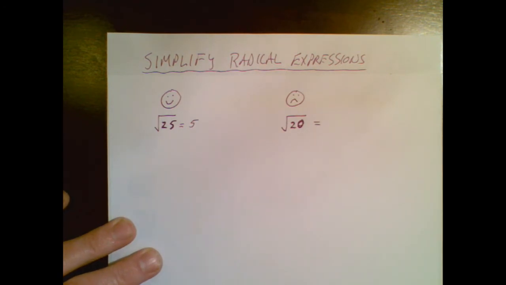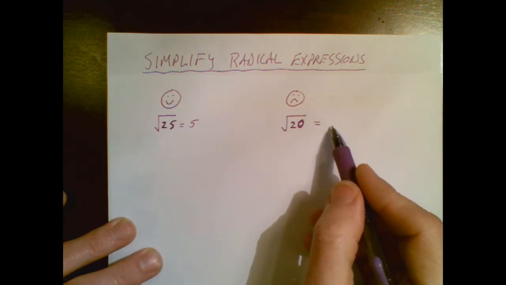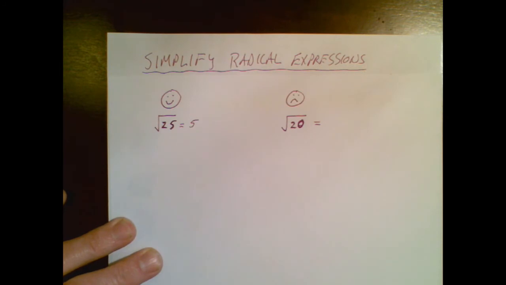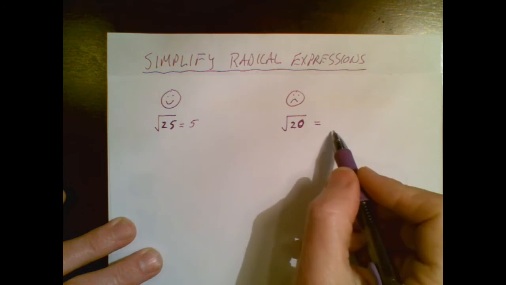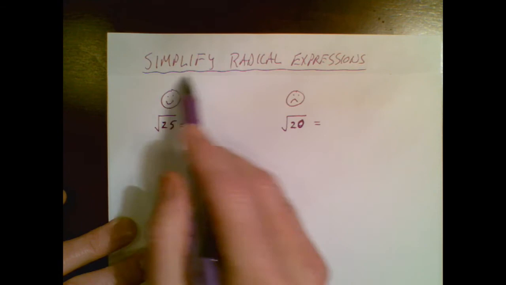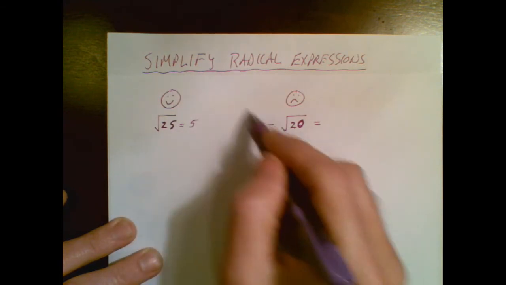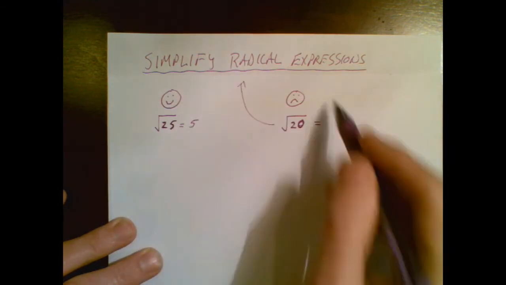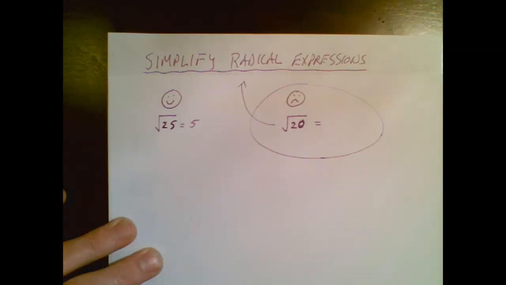There's no integer that times itself works out to be exactly 20, so I can't just plop down a 4 or a 6 over here. That means I have other work to do. That work could be putting it into the calculator and writing it as a decimal, which is fine in many cases, or the work could be simplifying radical expressions, and that's what we're going to work on this lesson, is how to turn the square root of 20 into a different radical expression.